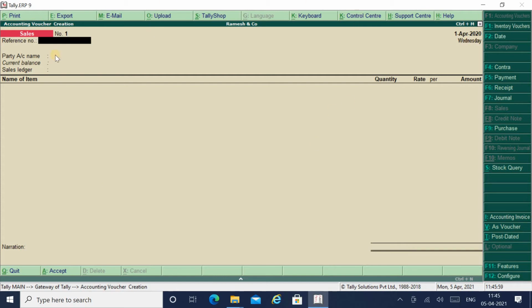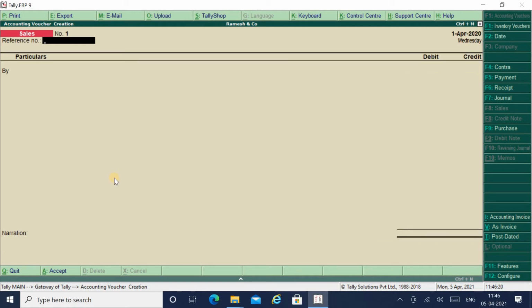When you click on sales, you will get this page where you will see quantity, rate and amount. This is known as invoice method. When you are unaware about the quantity and rate, you have to simply make the entry under voucher method. So how will you shift to voucher method? You have to press the key Ctrl plus V. Here you will get debit and credit, and this is known as voucher method. So our topic is sold goods on credit.